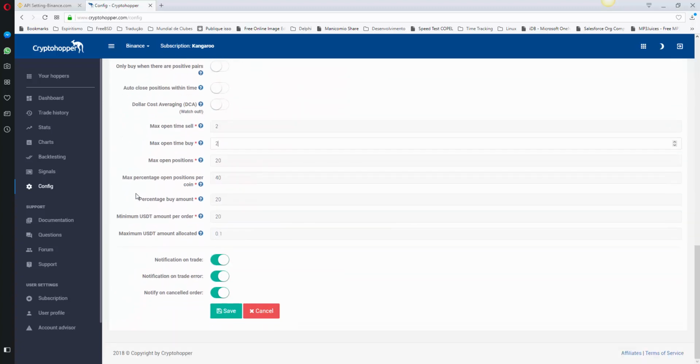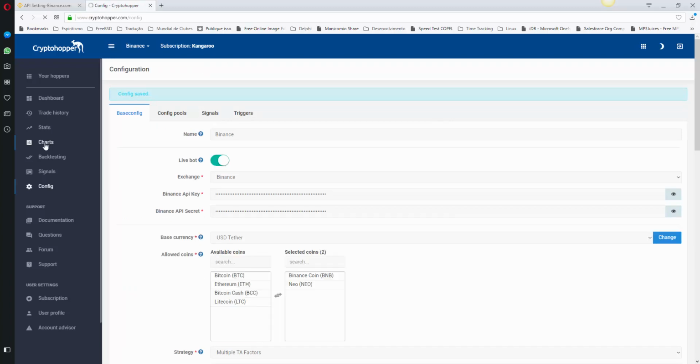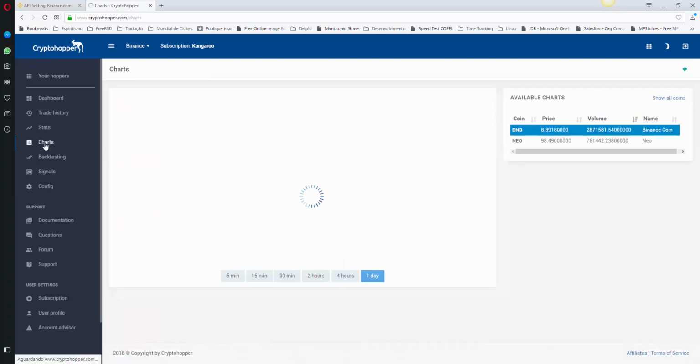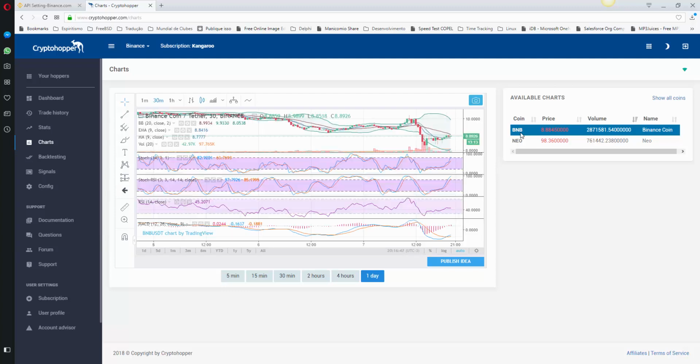Let me save this configuration and go to charts. Charts is a very nice feature of CryptoHopper that allows you to see charts for your favorite coins. And on those charts, you can see what is happening with the coin's price. You will see, for example, if the price is going up or is going down. You can see a lot of information on those charts, okay? And those charts are used for technical analysis.